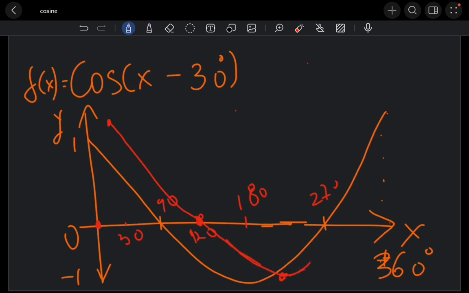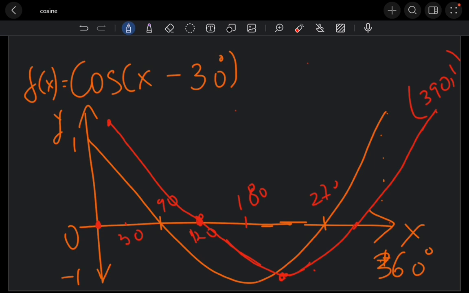All right. So instead of the graph cutting at 270, it's going to cut at 300. And then instead of it ending at 360, it's going to end at 390. So somewhere here. Same point, we have 390 and 1, which makes our x and y intercepts.